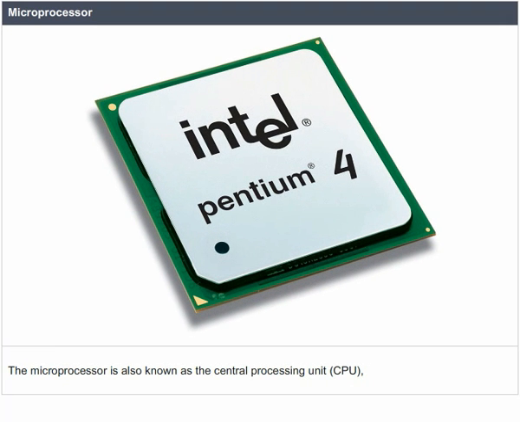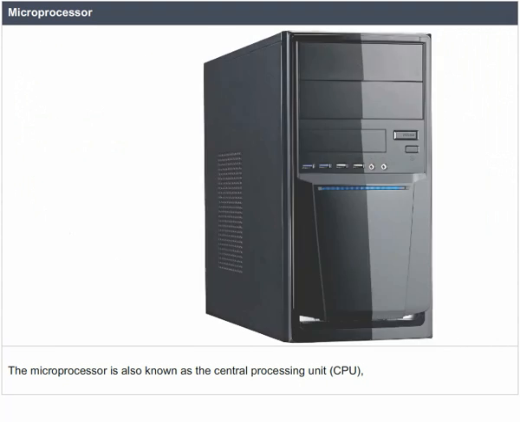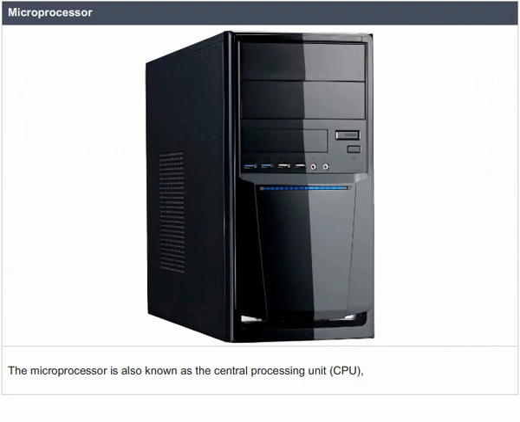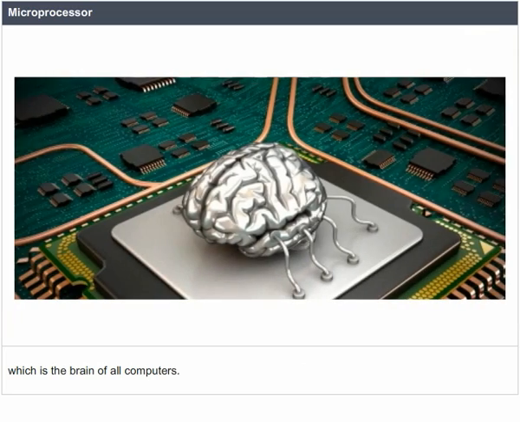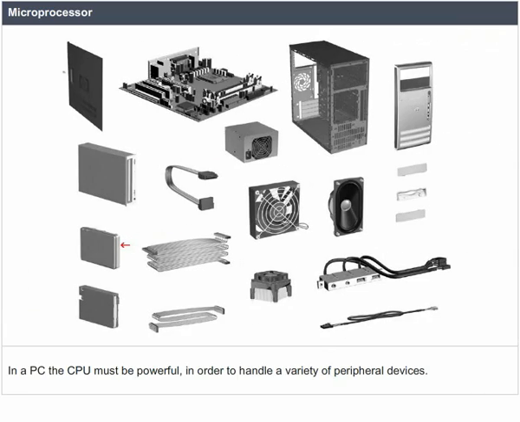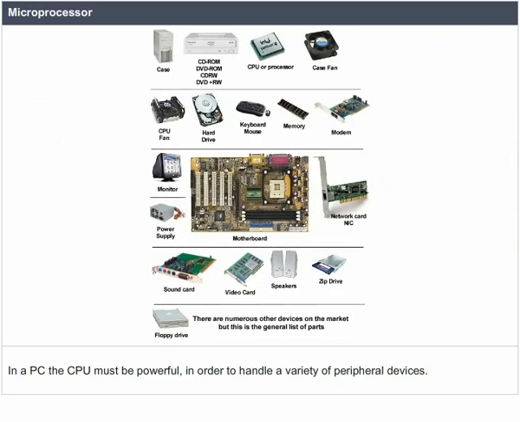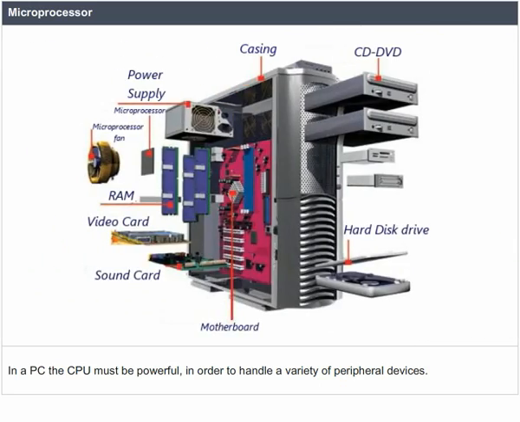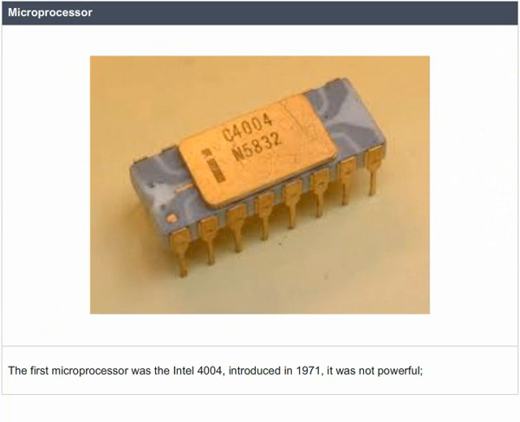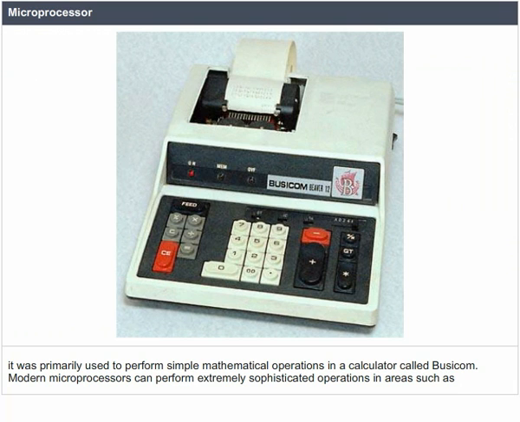Microprocessor. The microprocessor is also known as a central processing unit, CPU, which is the brain of all computers. In a PC, the CPU must be powerful in order to handle a variety of peripheral devices. The first microprocessor was the Intel 4004, introduced in 1971. It was not powerful. It was primarily used to perform simple mathematical operations in a calculator called BusyCom.